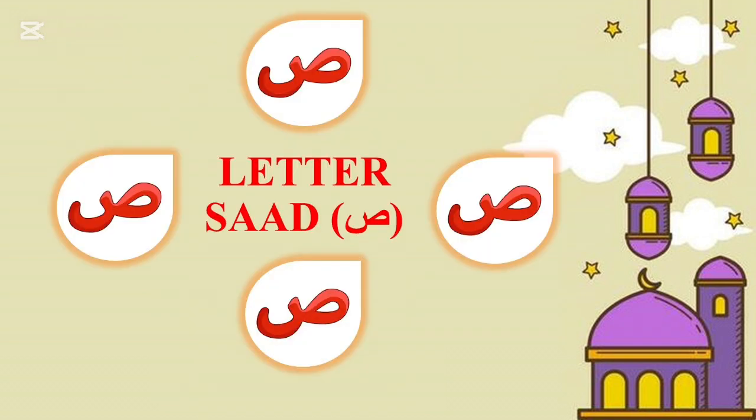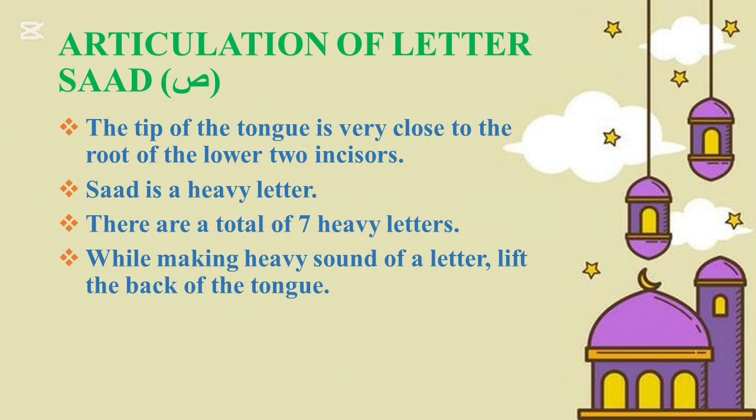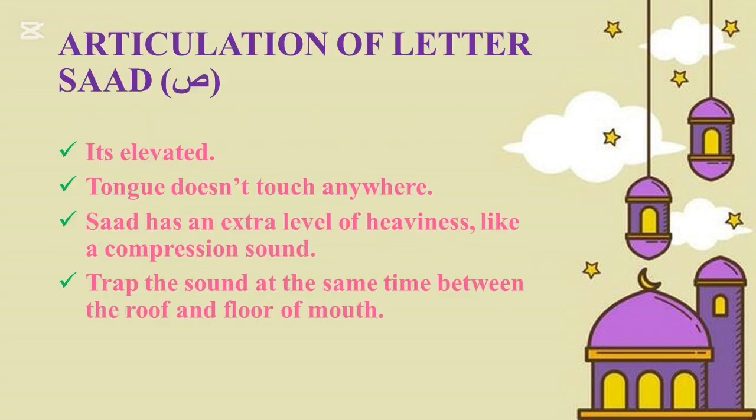Now the last letter of the group, Saad. Here again, the tip of the tongue is very close to the root of the two lower incisors. Saad is a heavy letter. There are a total of 7 heavy letters in the Arabic language. When making the heavy sound of the letter, lift the back of the tongue like it's elevated. Tongue doesn't touch anywhere. Saad has an extra level of heaviness, like a compression sound.